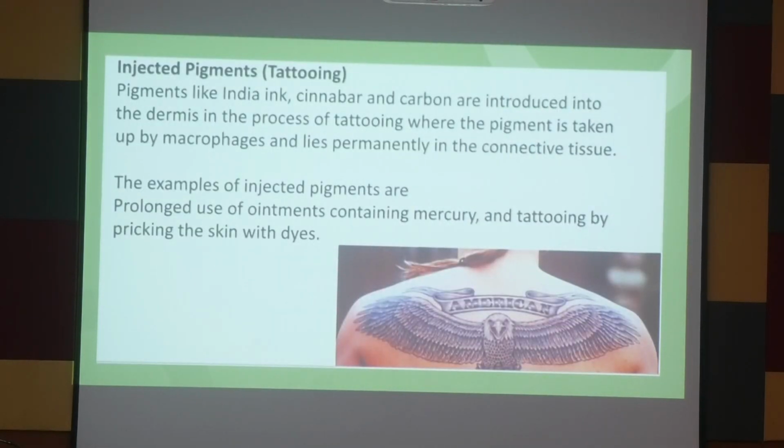Here, tattoo man. Injected pigments or tattooing. Pigments like India ink, cinnabar, carbon are introduced in the dermis in the process of tattooing, where again the pigment is taken by the macrophages, okay? Histiocytes or the antigen presenting cell. There are many names of macrophage, and it lies permanently in the connective tissue. The examples are injected pigments, prolonged use of ointments containing mercury, and tattooing by pricking the skin with dyes.